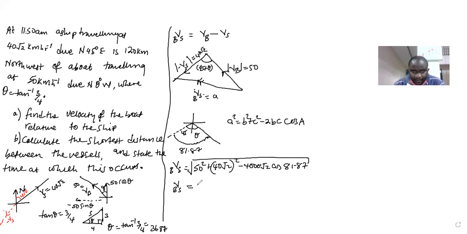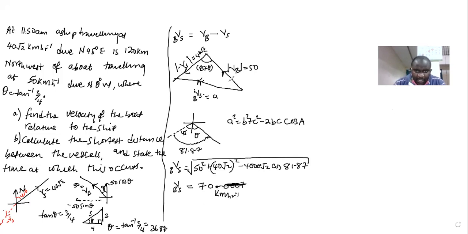70. The answer is 70. Exactly. Yes, four zeros, then it's 70. It's okay, you can take it as 70 kilometers per hour.